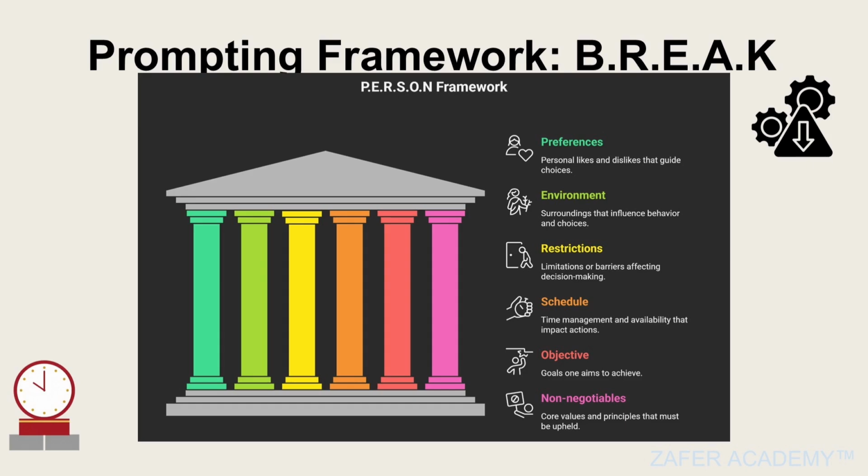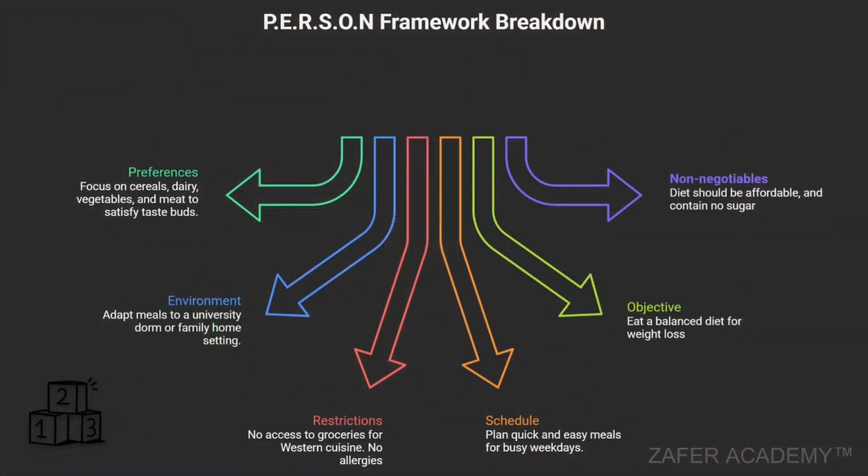But there must be non-negotiables, things that no matter what happens, no matter the changes, will still be achieved, or will still stand in place to ensure that we achieve our goals, right? Let's look at the breakdown of the person framework.